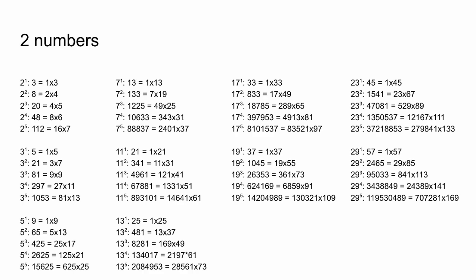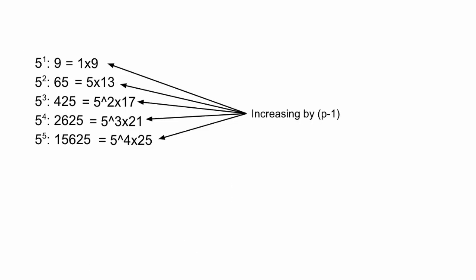Now we've got enough information to generalize a formula. The numbers here increment by p minus 1, so they must be an arithmetic sequence.